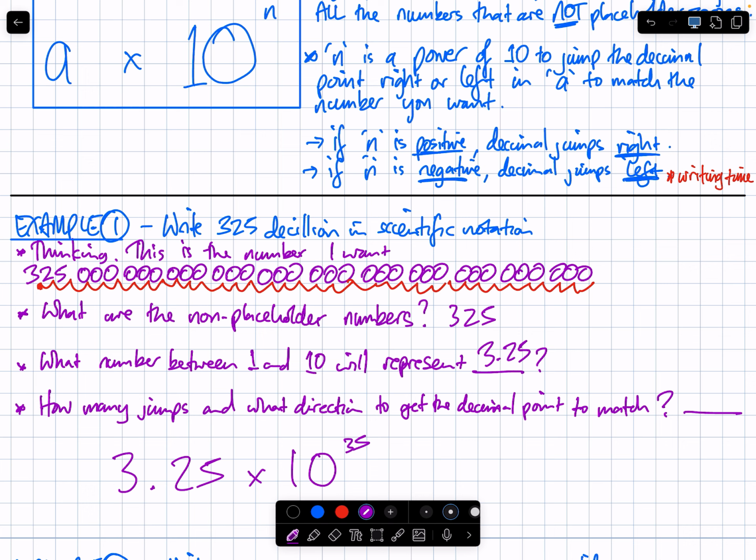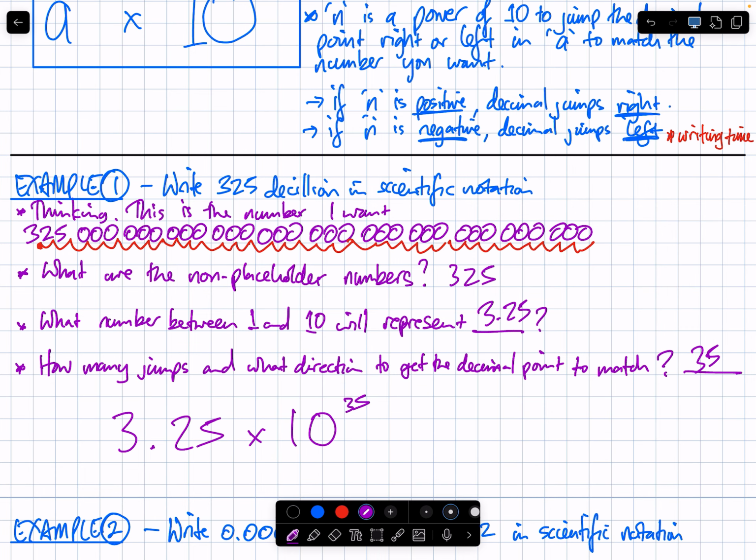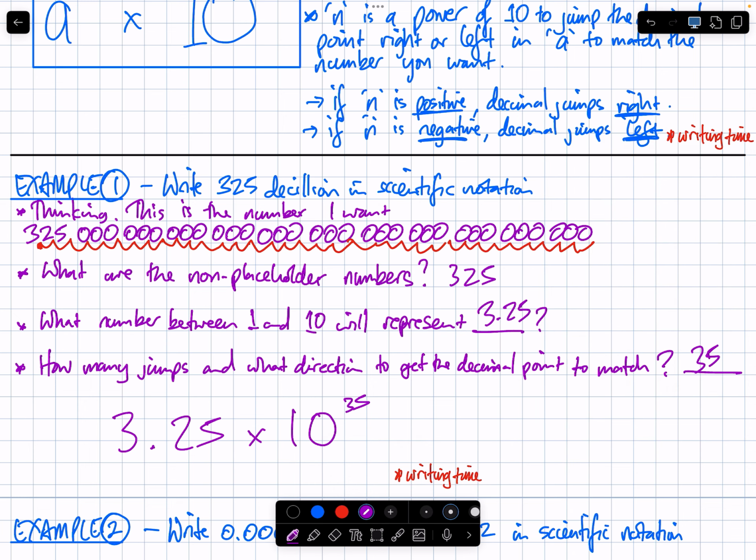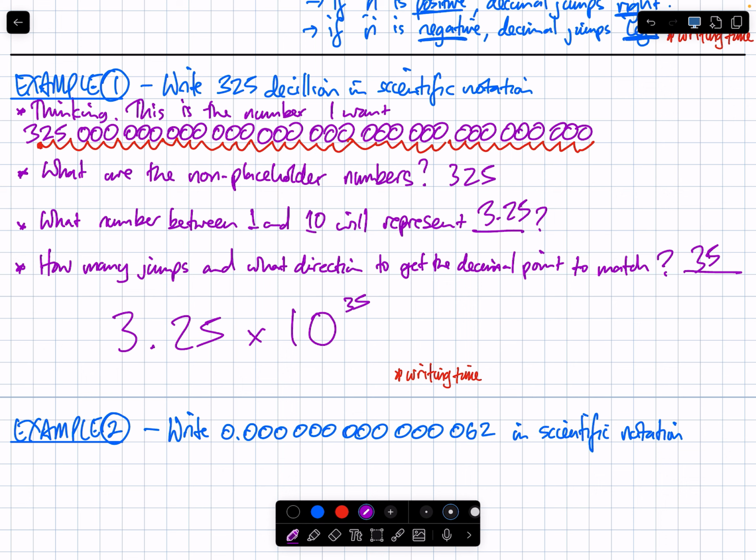How many jumps, and in what direction, did the decimal point go to match? 35 jumps. Can you get that example down, please? If you've already got that, have a look at example 2. Let's not write all that thinking.